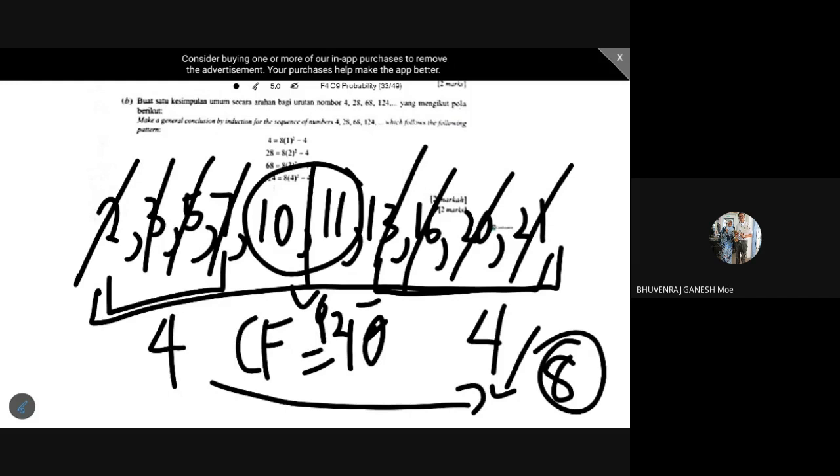So can I ask you, what is your median value? Based on these two values over here. Apa nilai median kamu?